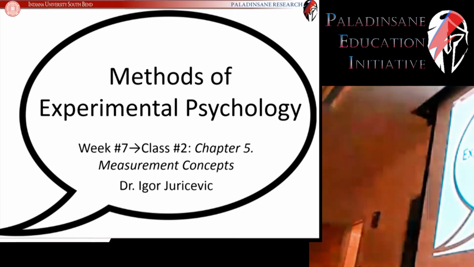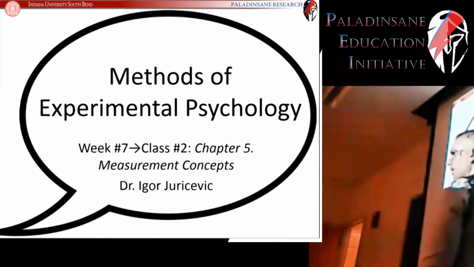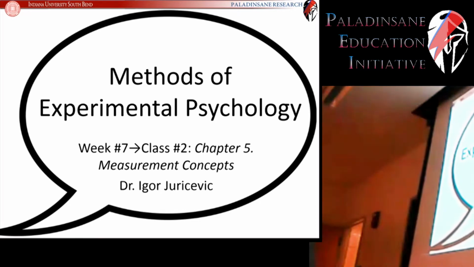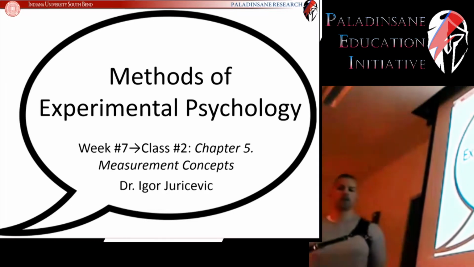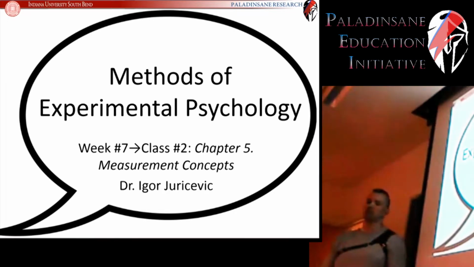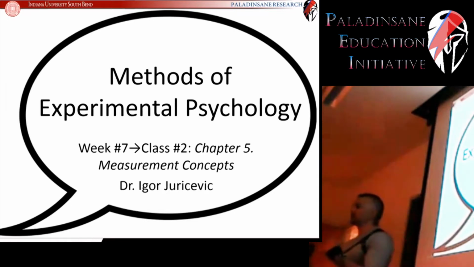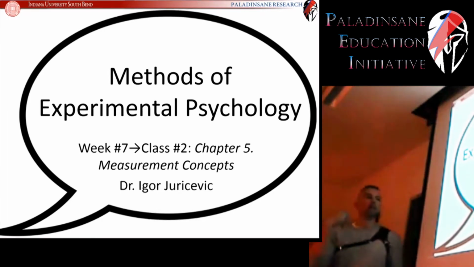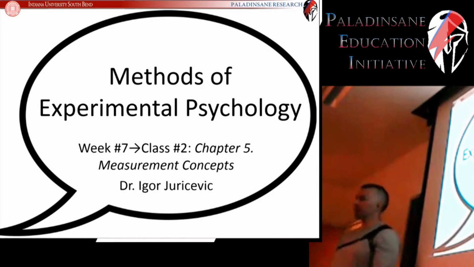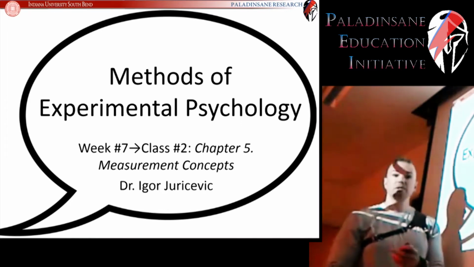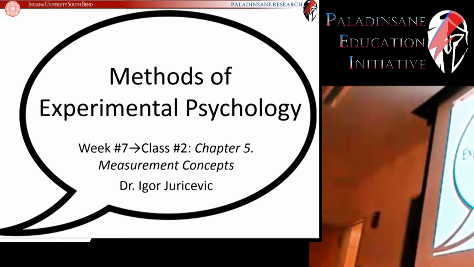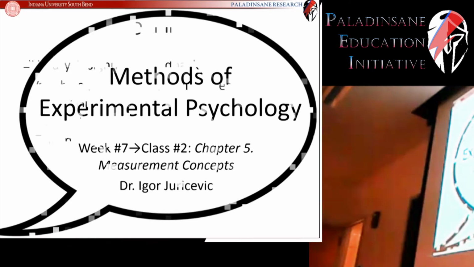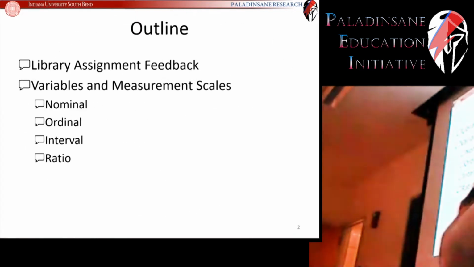All right, so what we're going to be doing today is we're going to continue our look at Chapter 5. Last time we introduced the idea of the true score versus the measured score. We also introduced the idea of reliability, that's how close you're getting to the true score, and also validity, that is whether or not you're actually measuring what you think you're measuring. So today we are going to continue on with our look at Chapter 5.